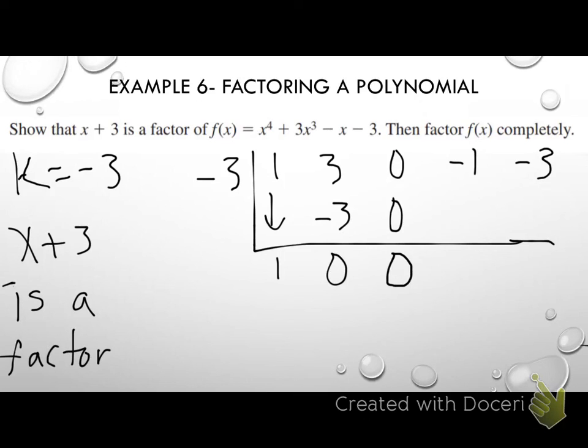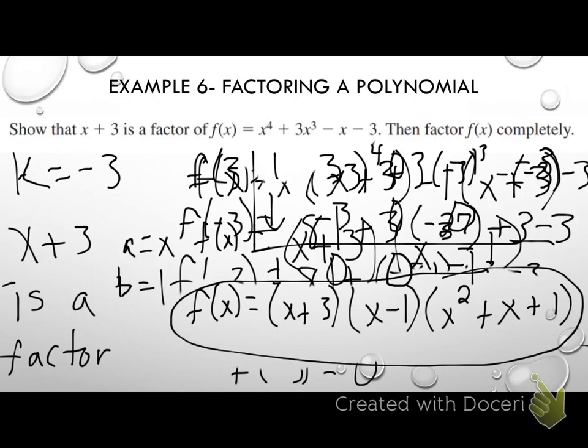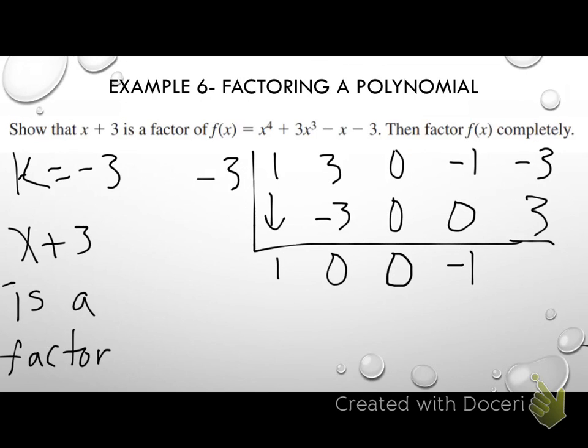Once again, what is -3 times 0? 0. Now, -1 plus 0? -1. -3 times -1 is +3. And then -3 plus 3? 0. So, once again, that shows us that x plus 3 is a factor, because we got a remainder of 0, right? And then it says to factor completely.